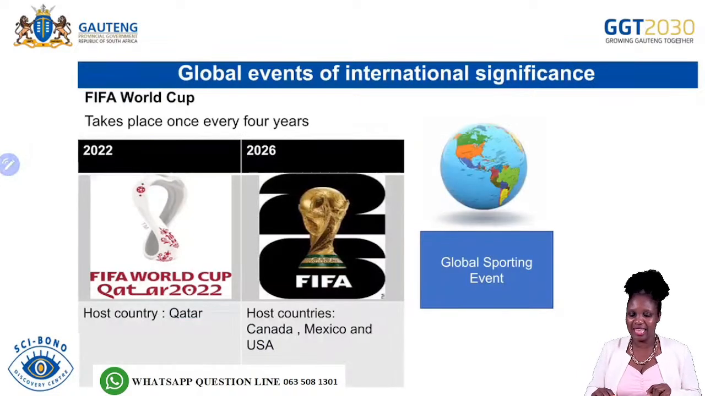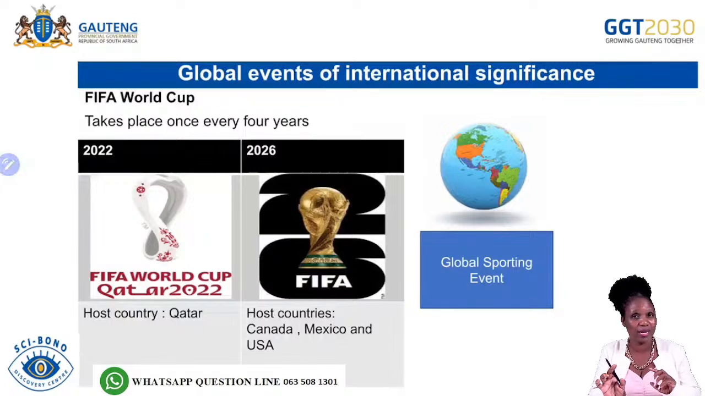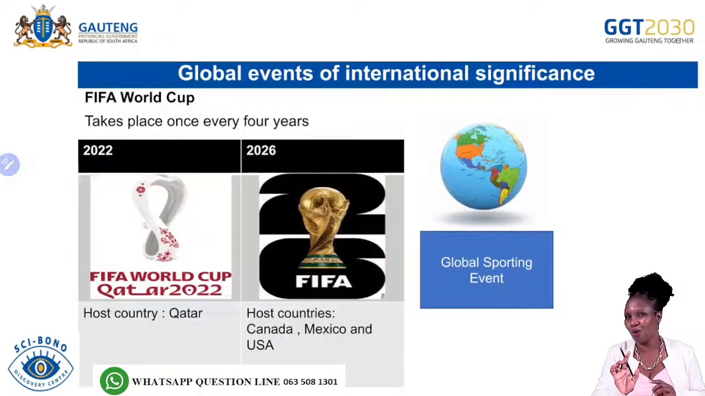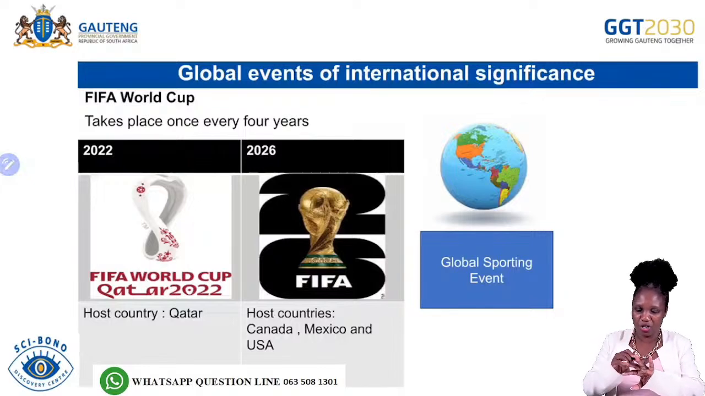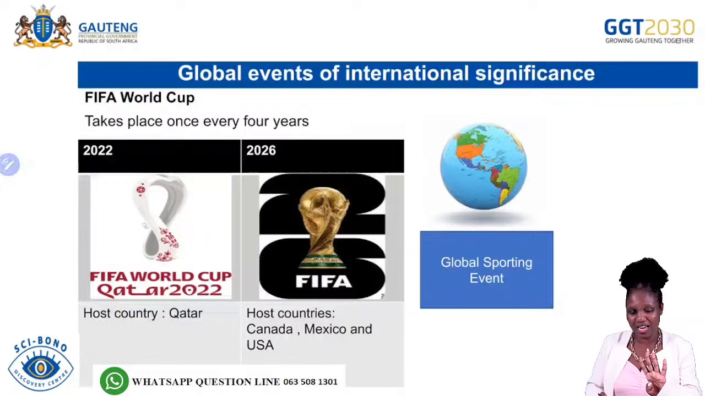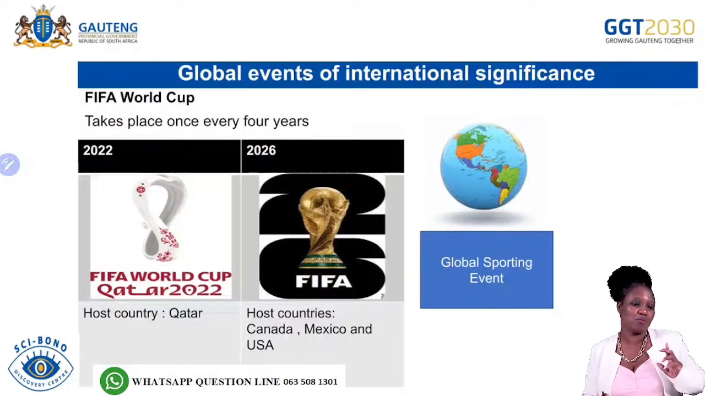And then global events of international significance. We've got the FIFA World Cup. It takes place when? Every 4 years. For example, remember in 2022 we had the FIFA World Cup, and Qatar was hosting it. And then in 2026, that is after 4 years. Remember 2022, 23, 24, 25, 26. After 4 years, it will be 2026 from 2022.